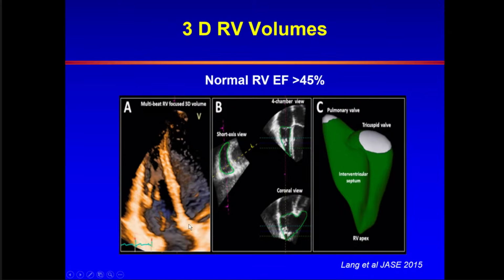And quickly speaking, there is a growing number of publications showing the upper limits of normal for these values. The upper limit of normal for the RV end diastolic volume index for men is 87 milliliters per meter squared. For women, it is 74 milliliters per meter squared. For end systolic volumes, for men it is 44 milliliters per meter squared, and for women it is 36. So you can see there is a sex difference.